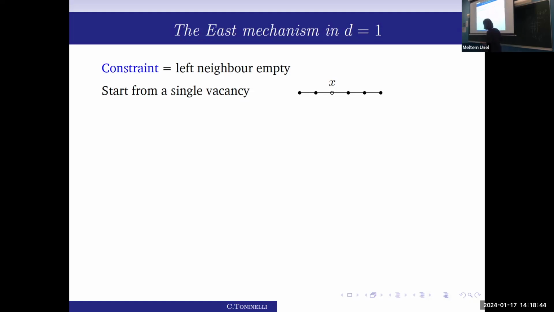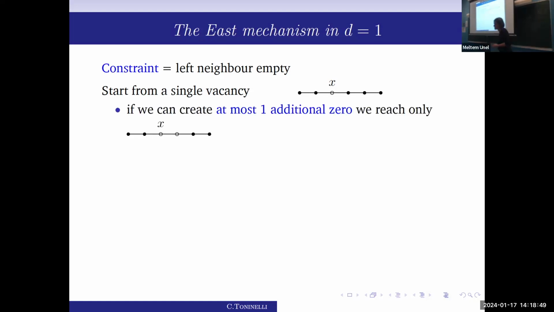So starting from a single vacancy, if I can create at most one additional 0, I can reach only this site. So I wait for a time 1 over q, I can reach this site because on the left, the constraint is satisfied. But now what I can do is I cannot fill this site because its constraint is not satisfied. So the only thing that can happen is that this site is occupied again.